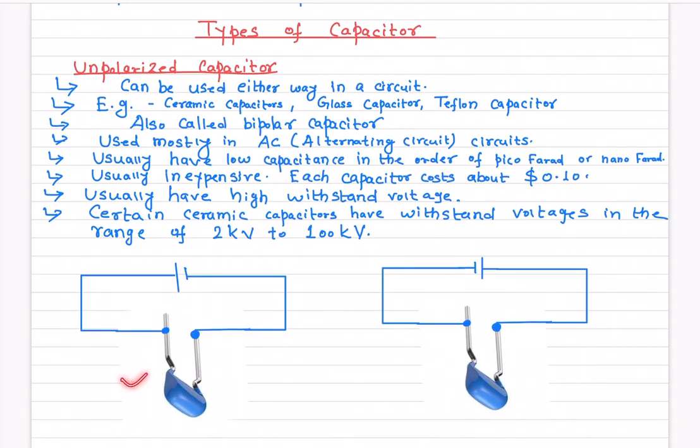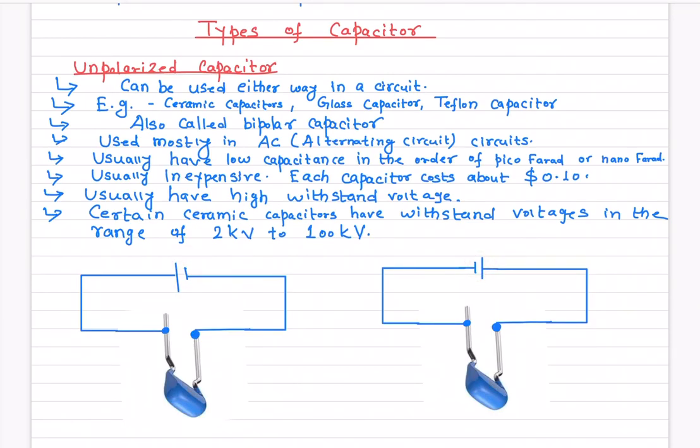So for example, here on this capacitor, this is the positive terminal and this is the negative terminal, and this is the negative terminal and this is the positive terminal. It doesn't matter how you connect it because this is an unpolarized capacitor. Examples of unpolarized capacitors are the ceramic capacitor, glass capacitor, and the Teflon capacitor. Such capacitors can be used either way, with positive-negative or negative-positive.